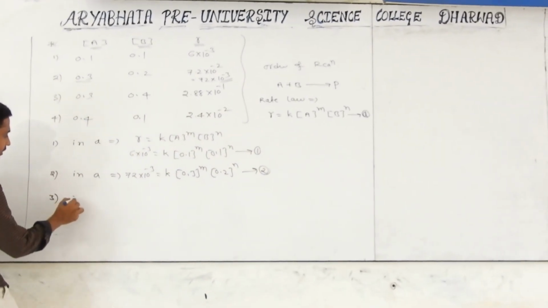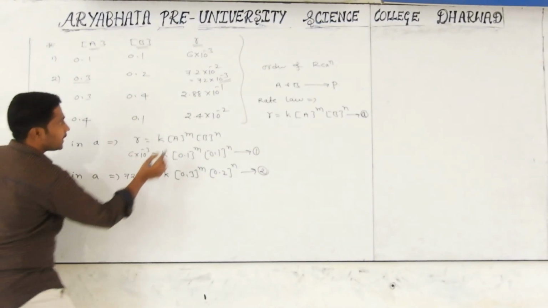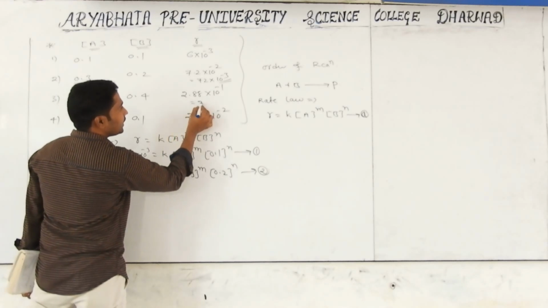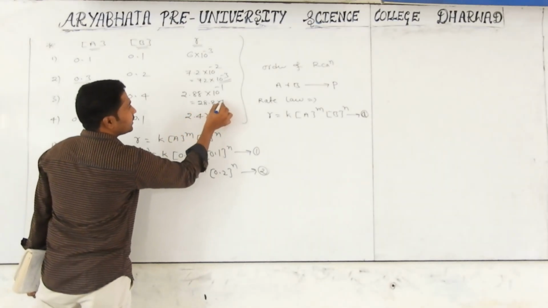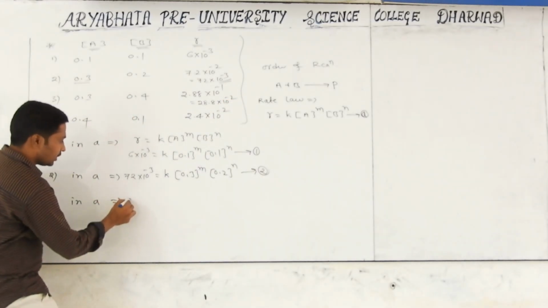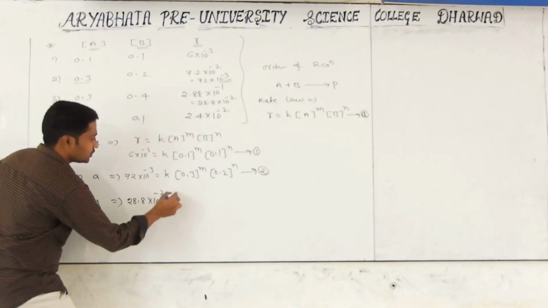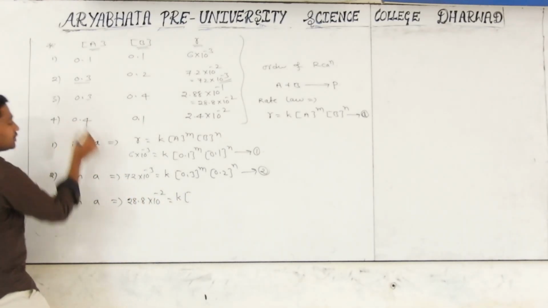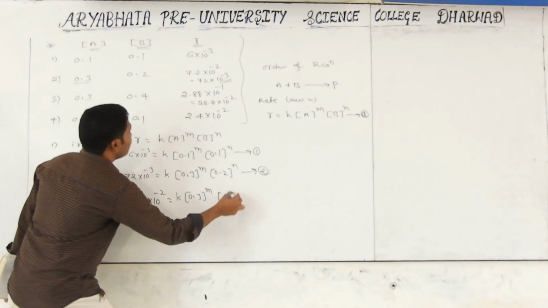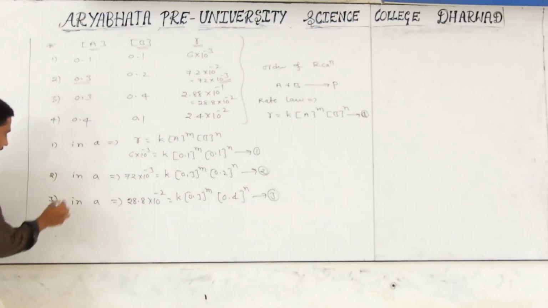Substitute the third information in equation A. Then what is coming? 2.88. I want to make it, for example, 28.8 into 10 to the power of minus 2. Is there any problem? No. Then 28.8 into 10 to the power of minus 2 is equal to K into, what is the concentration? 0.3 whole power m and 0.4 whole power n. Equation number 3. Okay, do the same thing.